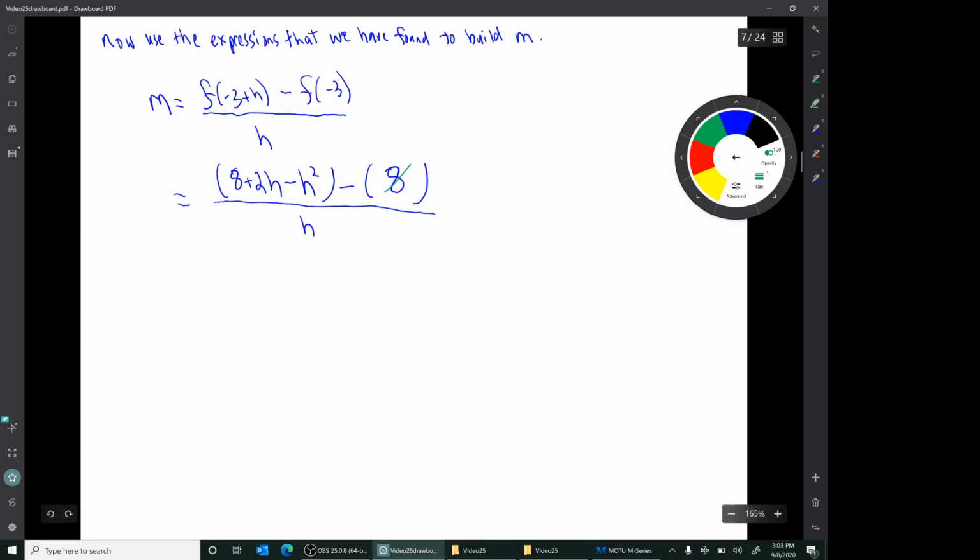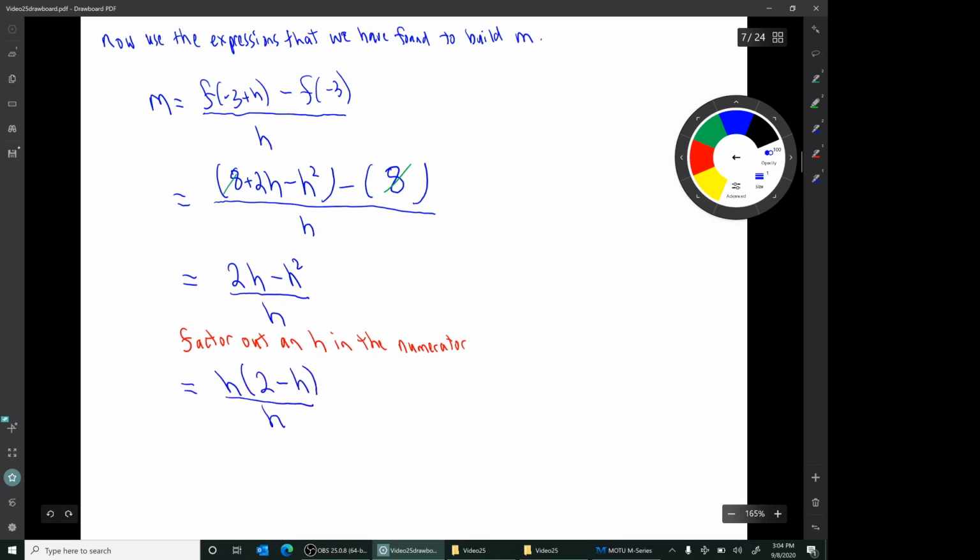Notice this 8 cancels that 8. Now it sure looks like we can cancel, but we need to be careful and we need to be clear. To be clear, I want to factor out an h in the numerator. Now it really looks like we can cancel h over h, but we need to be clear why we can do that. What do we know about this h?